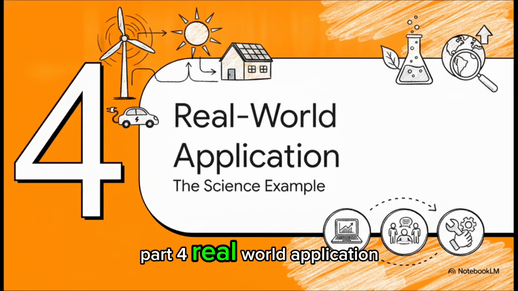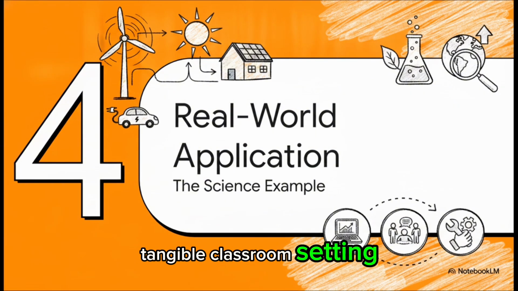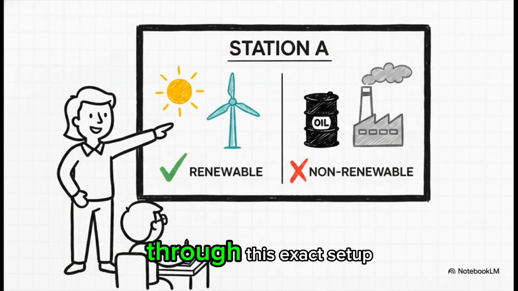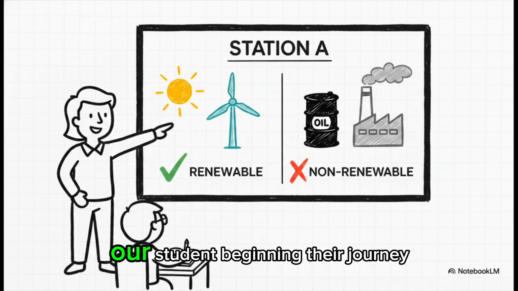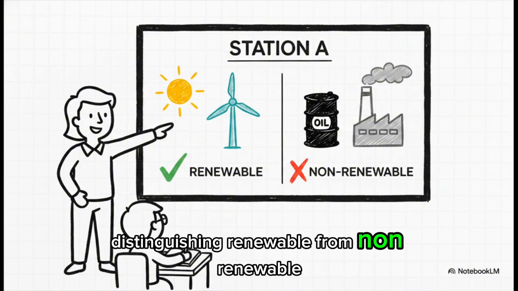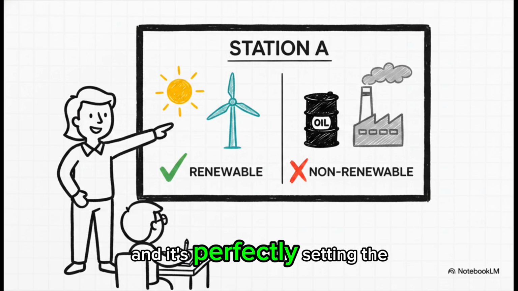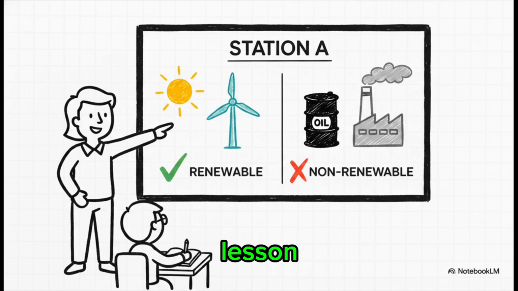Part 4. Real-world application, the science example. Let's see how this builds in a real, tangible classroom setting. Let's follow a single student through this exact setup. Picture our student beginning their journey at Station A. Here, they sit right with the teacher, who directly explains the core theory distinguishing renewable from non-renewable energy. It's focused, it's direct instruction, and it's perfectly setting the foundation for the rest of the lesson.